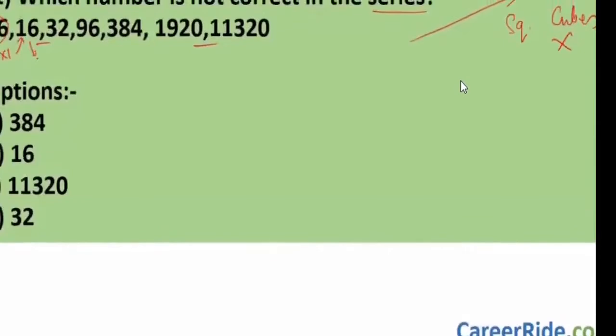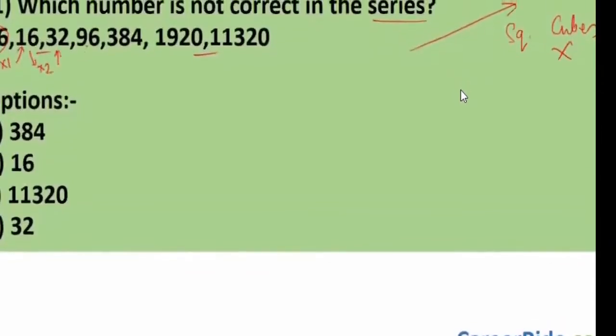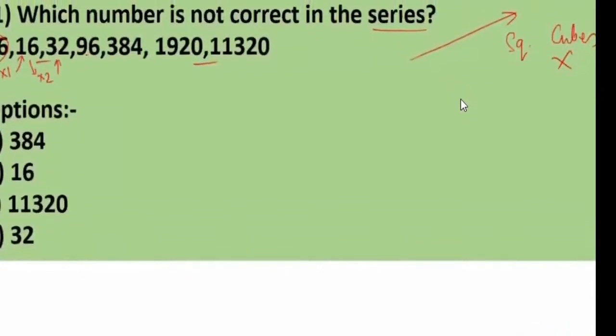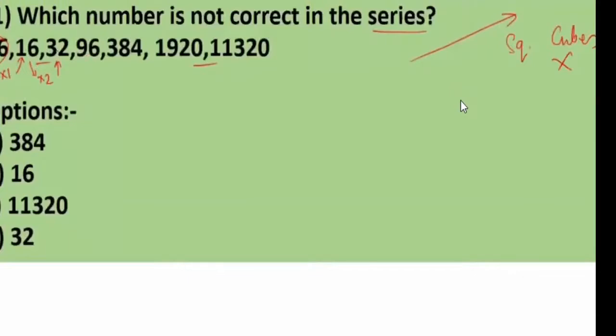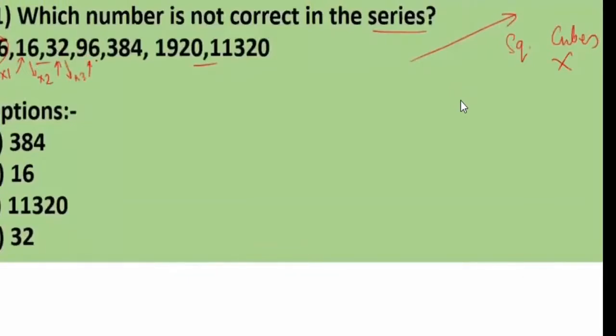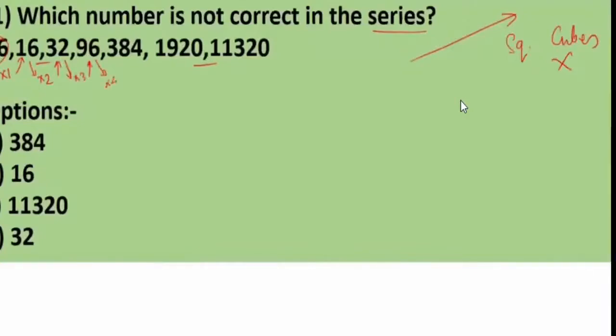32, we can say 16 multiplied by 2 is 32. 96 can be divided by 16, 16 sixes are 96, but 96 is also divisible by 32. So 32 multiplied by 3 is 96. So if we try 96 into 4, what will you get? 384. So multiply by 1, 2, 3, 4. So this has to be multiplication by 5. Let's try 384 multiplied by 5. You will get 1920. This multiplied by 6 has to be the next number.